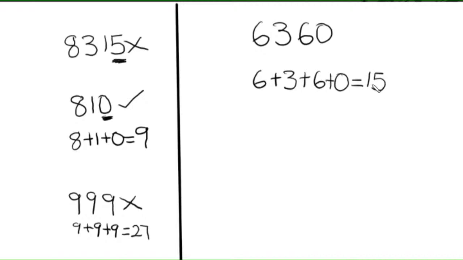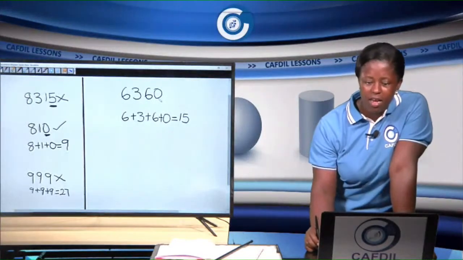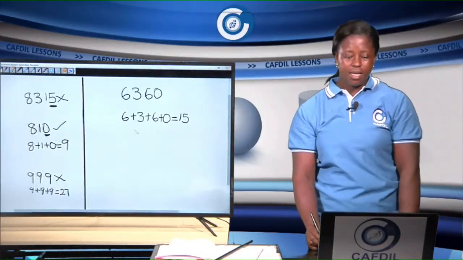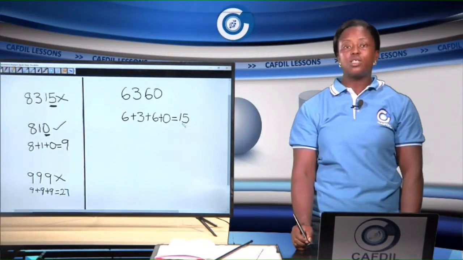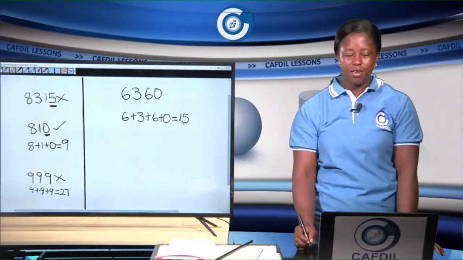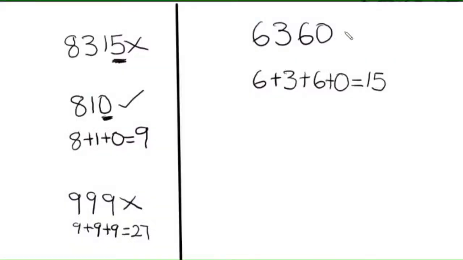Is 15 divisible by 9? No, 15 is not divisible by 9. Though the last digit is an even number, since the sum of the digits is not divisible by 9, we can say that this number is not divisible by 18.